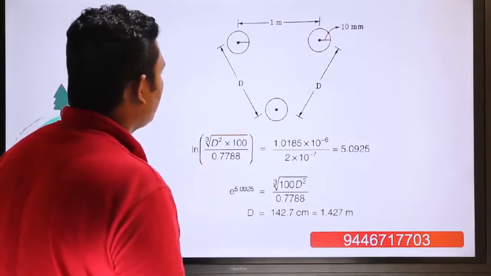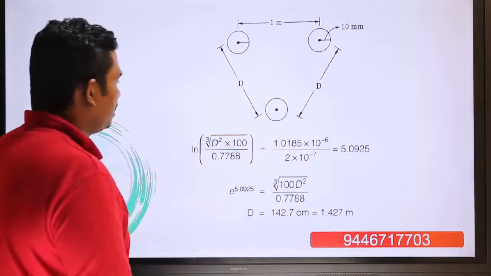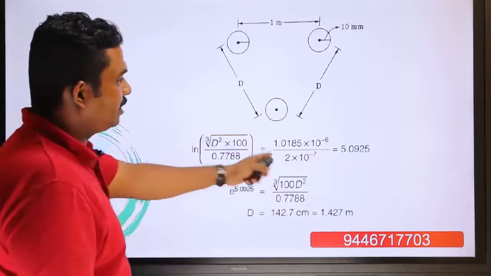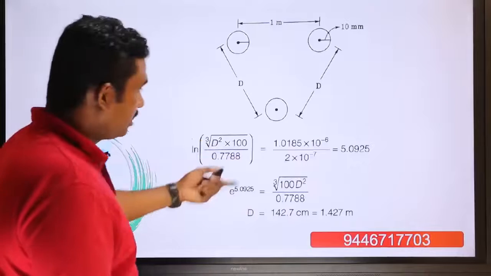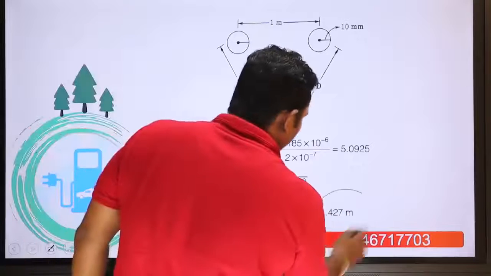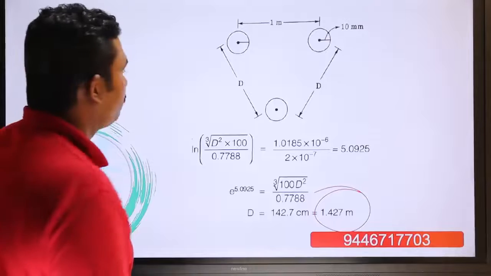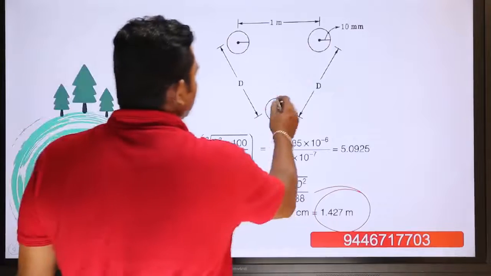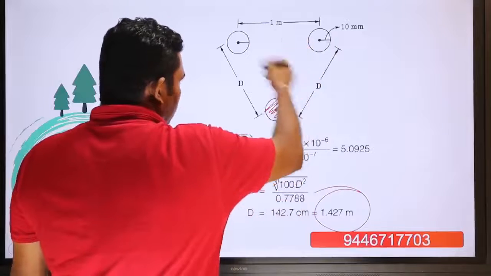So substituting L2 with 1.0185 and solving this expression, this becomes equal to Ln is equal to this, and this can be converted to E raised to form, from which you will be able to isolate the value of D. So what is the value of D? The value of D becomes equal to 1.427. So that means the third conductor is inserted with respect to an equal distance of D with respect to other two conductors.